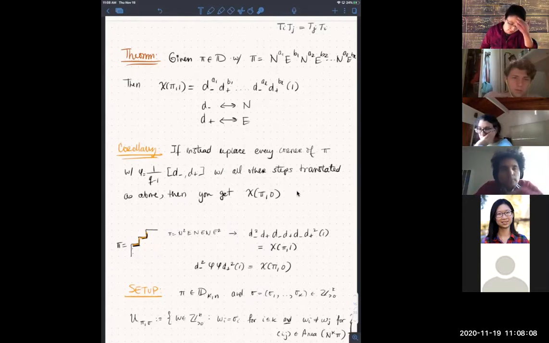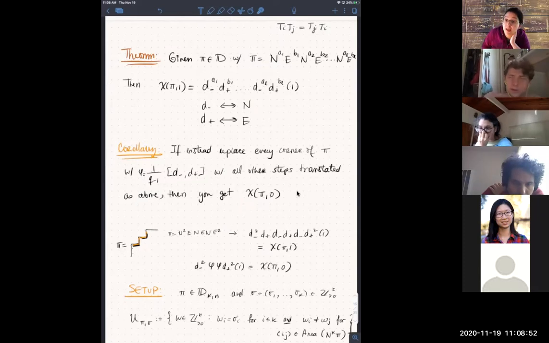As a corollary to this theorem, we want to show that if, instead of replacing this directly, every time we see a corner in this dyck path, we substitute that corner for this quantity, which I called phi just because it was easier to write in the example, a scaled version of the commutator, but leave every other north or east step assigned as in the theorem, then you actually get chi pi 0, the one that actually shows up in the shuffle conjecture.